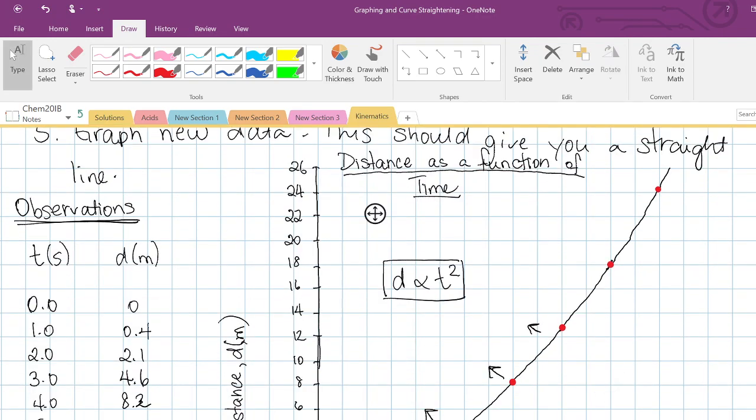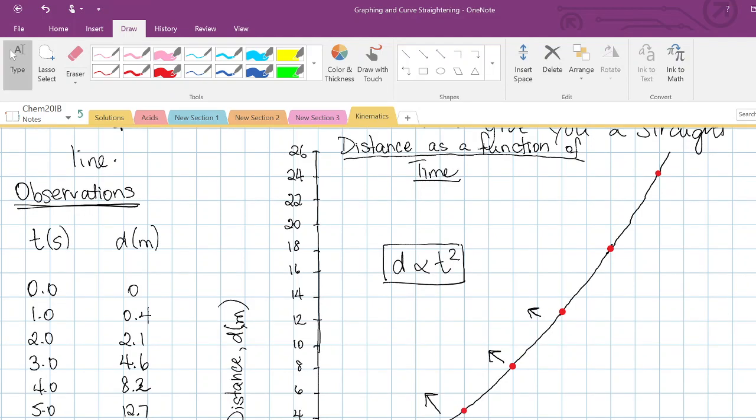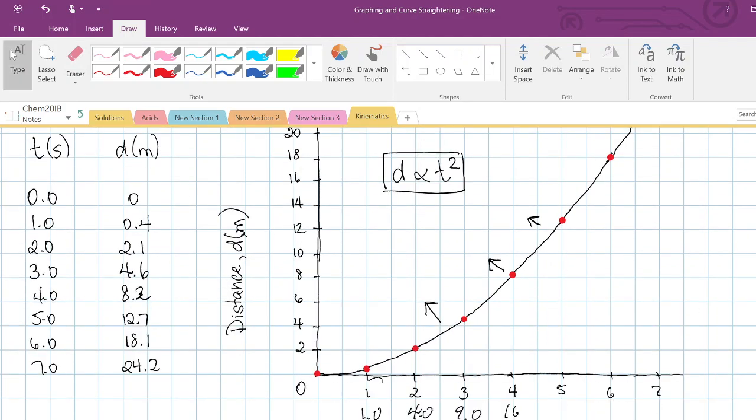Okay. So I've got distance as a function of time, and I could say for a ball rolling down an incline, maybe. I've written my proportionality statement. I know that in this case, my distance is proportional to my time squared. That's my proportionality statement. And look at my axes. I've got distance, d in meters, time, t in seconds.